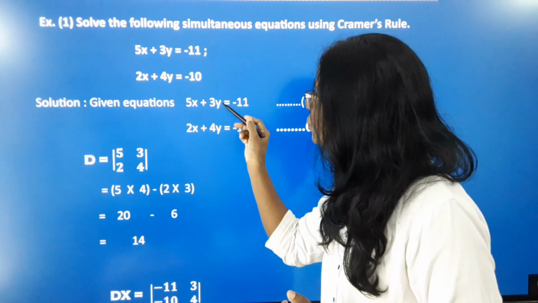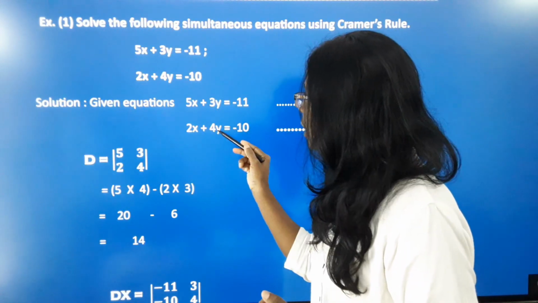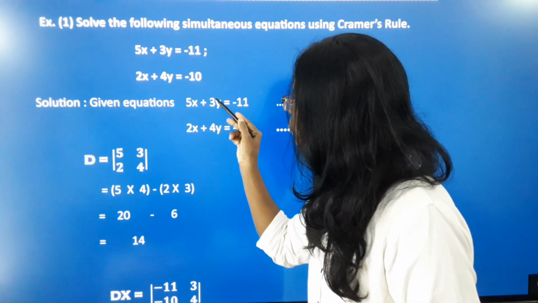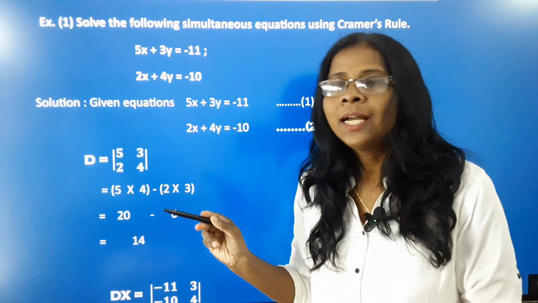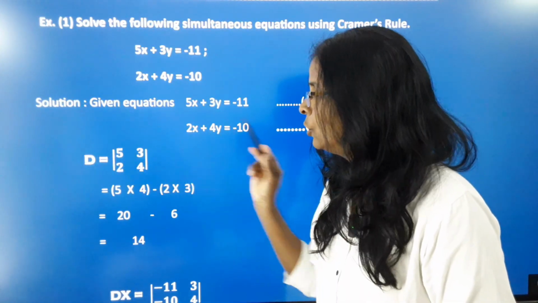So here write down the coefficient of y. That is, in the first equation it is 3, in the second equation it is 4. So here see 5, 2, 3, 4. So arrange these coefficients column-wise. So D is equal to the determinant 5, 3, 2, 4 this way.